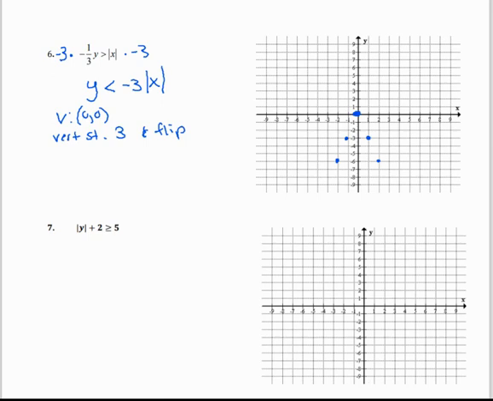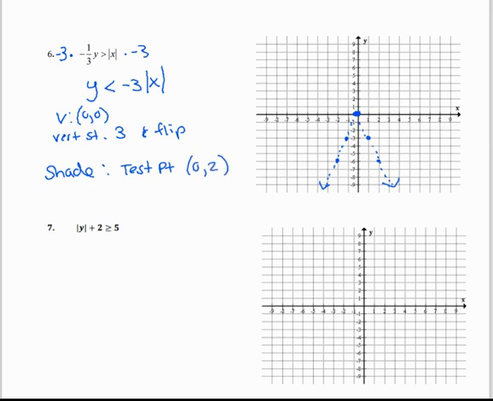Okay, I'm going to connect it with a dashed line because we are not equal to, we're just less than. So there's my boundary curve, V. And so now we need to shade. This time around, we cannot pick the test point of 0, 0 because it is on the curve. So I'm going to pick something above it. Let's say 0, 2.